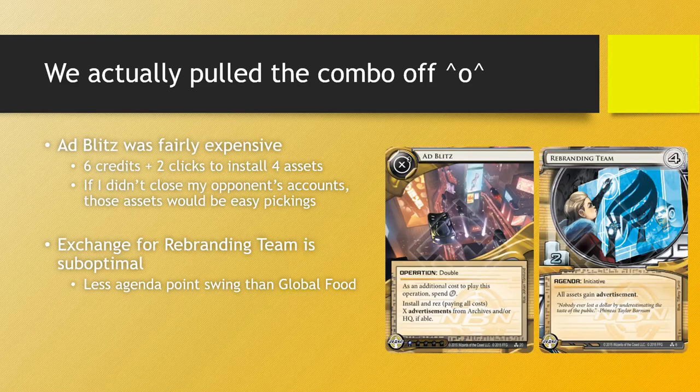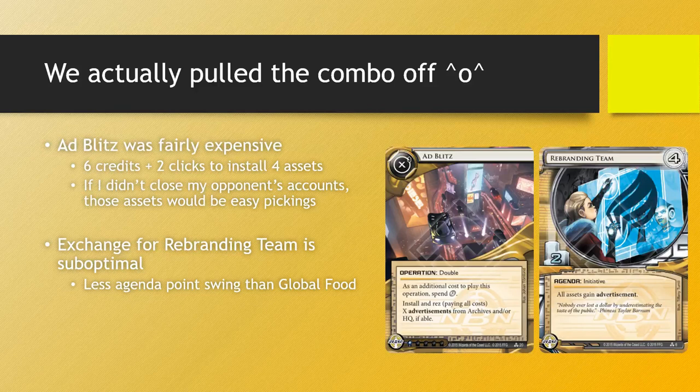The other thing to point out is that for this combo to actually have been pulled off, I needed to actually exchange for the Rebranding Team because I wasn't able to score one of my own. So the Seesaws into Exchange combo was expensive. And if you compare it with other NBN decks, it simply is a suboptimal swap, because there are so many better agendas that you can use Exchange for. Most notably, 3-pointers like Global Food Initiative will help you much more in winning the game than Rebranding Team does.